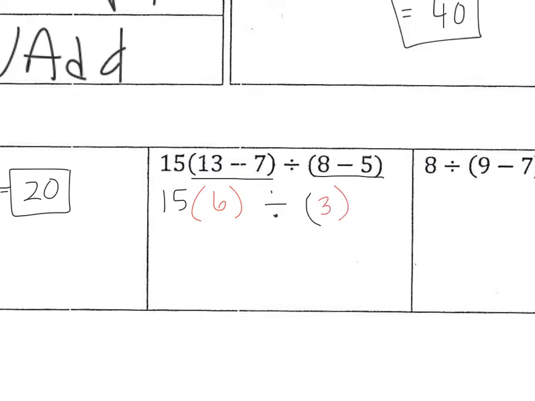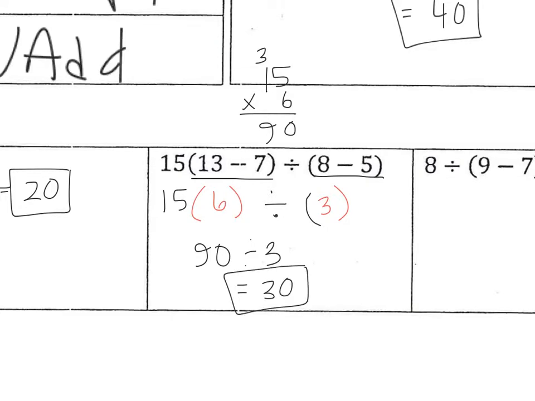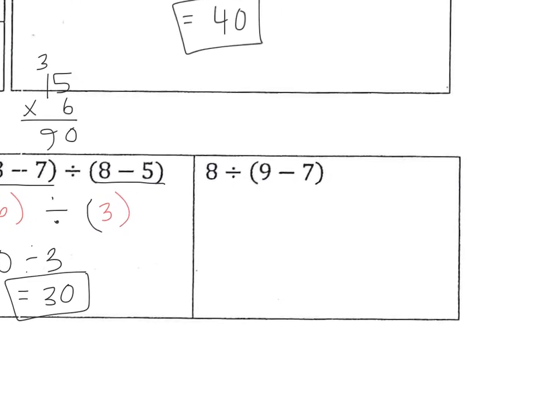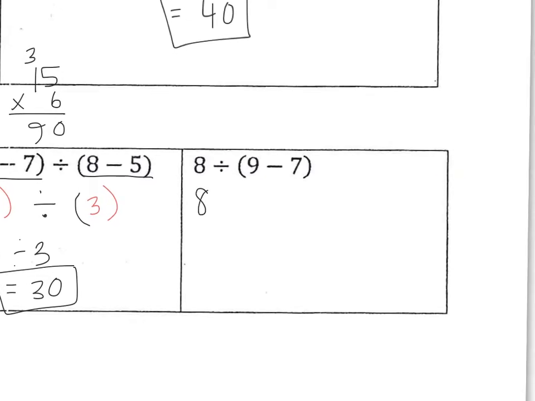So I only have multiplication and division from left to right. So remember that if there's parentheses in between, you're multiplying. So I'm going to multiply 15 times 6. So 15 times 6 is 5 times 6 is 30. So then I got 1 times 6 is 6 plus 3 is 90. So it's 90 divided by 3. So that's 30. And then over here, I'm going to write 8 divided by, and then 9 minus 7 is 2. 8 divided by 2 is 4.